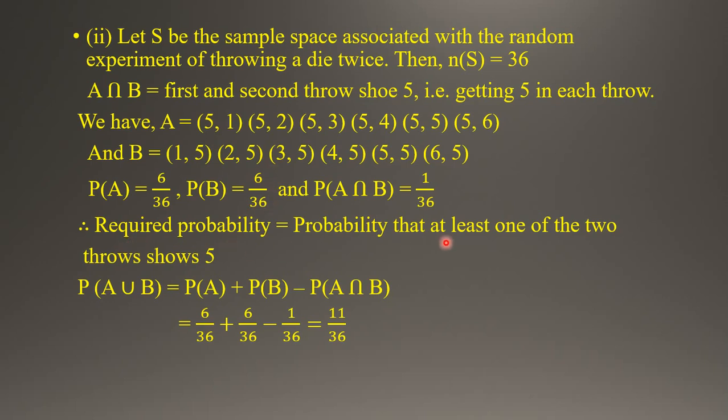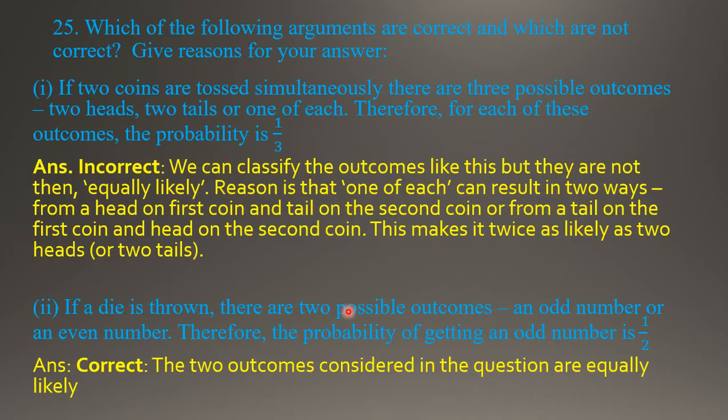Required probability, that once of the two throws shows 5, is P of A union B, either one. This symbol is used for union. You will study it in class 11th. P of A union B is P of A plus P of B minus P of A intersection B. This is the formula for this. 6 upon 36 plus 6 upon 36 minus 1 upon 36, we get 11 upon 36. Now, the last question of this exercise.